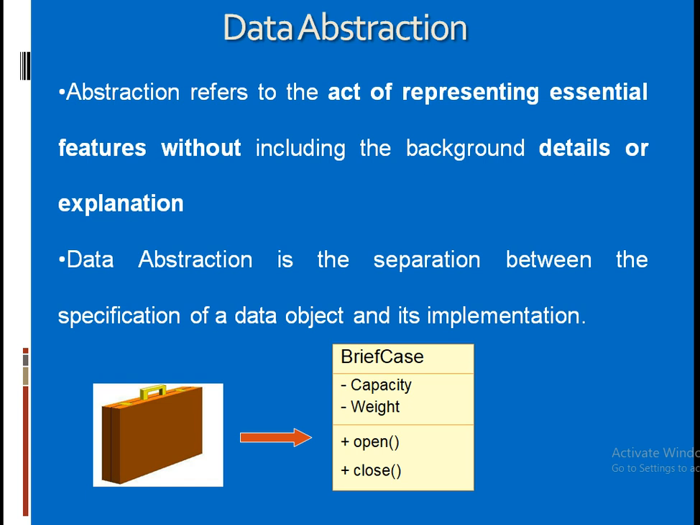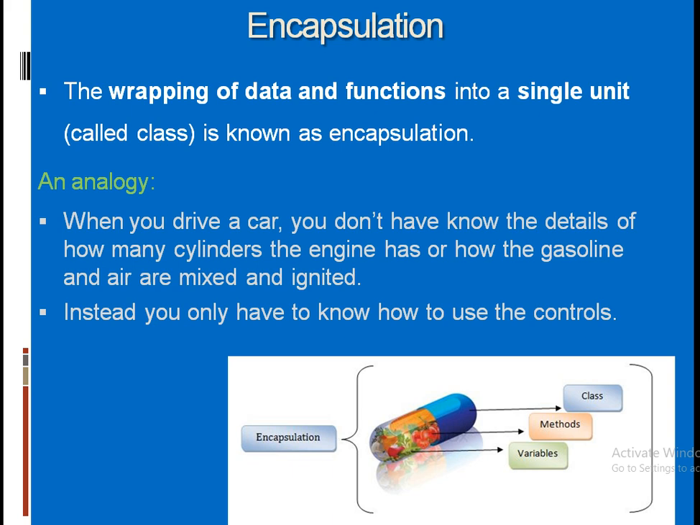And the third one is data abstraction. Mostly abstraction means hiding the background details. We may call this an abstraction. Abstraction refers to the act of representing essential features without including the background details or its explanation. Data abstraction is the separation between the specification of a data object and its implementation. Also, the wrapping of data and functions into a single unit is called encapsulation. That is, inside the class we may hold the data members as well as member functions.